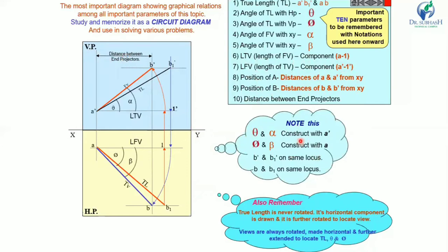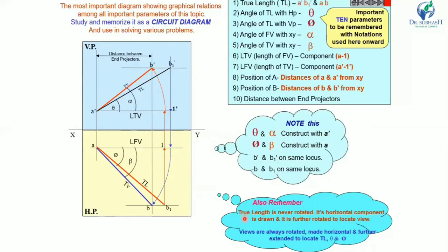Now you have to remember that this theta and alpha construct with A dash, and they are always in front view, and phi and beta construct with A and they are always in top view. Okay, and B dash and B1 dash are in the same locus, and B and B1 are on the same locus.